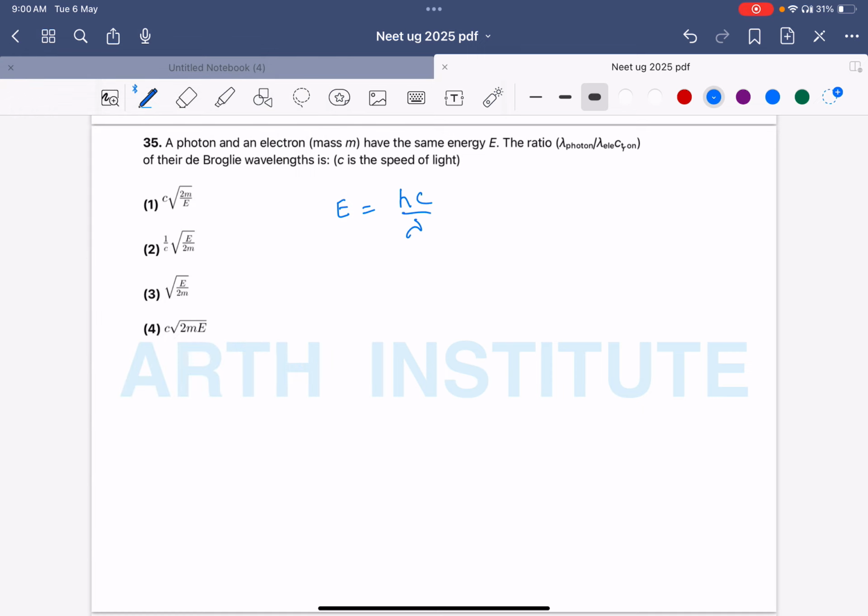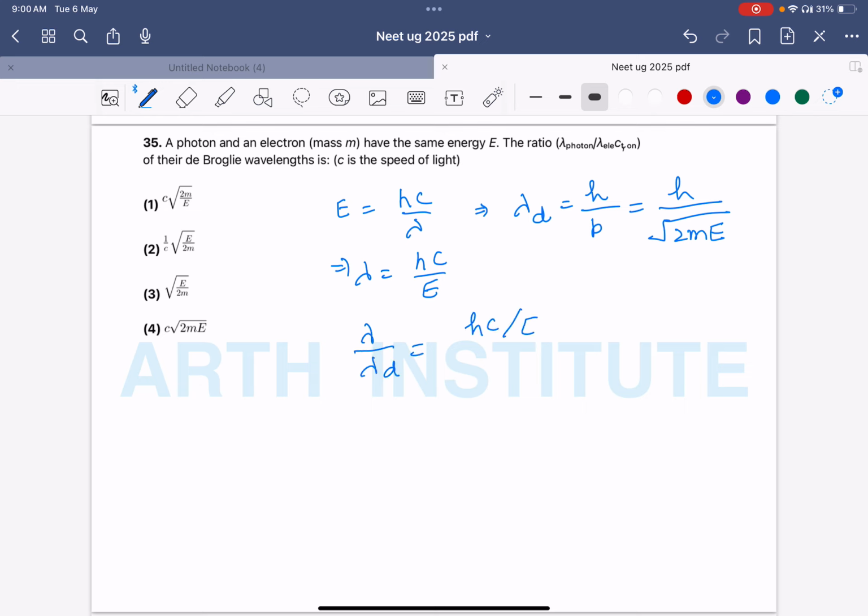But when we talk about energy and de Broglie wavelength of the electron, then we know that the de Broglie wavelength of the electron is h by p, which is equal to h by root 2mE. For the photon, from here we can have lambda is equal to hc by E. Now, as you are interested in finding lambda photon divided by lambda electron, this is equal to hc by E divided by h divided by root 2mE.